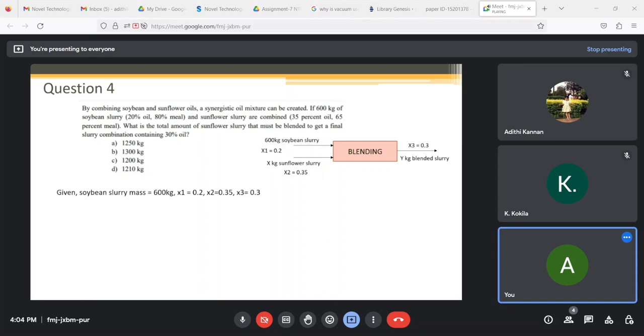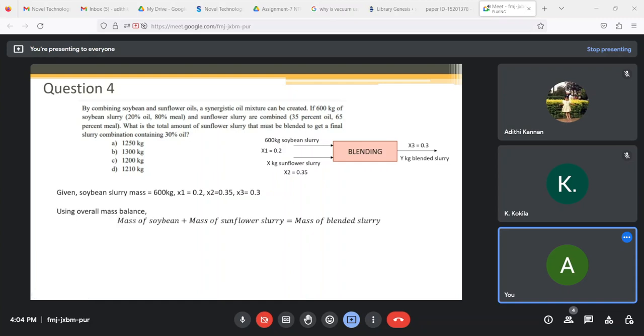So what is given here: the soybean slurry mass is 600 kgs. X1, the amount of oil in the soybean slurry, is 0.2. X2, the oil present in the sunflower slurry, is 0.35. The oil present in the outlet stream, x3, is 0.3.